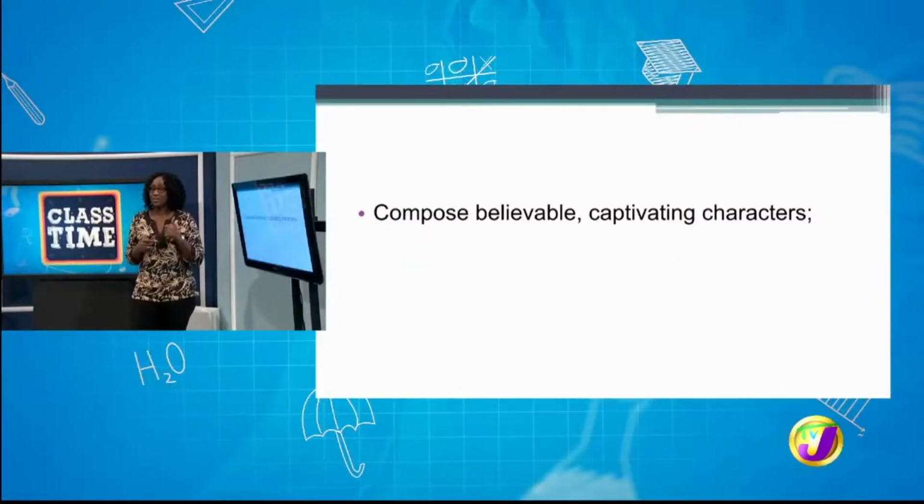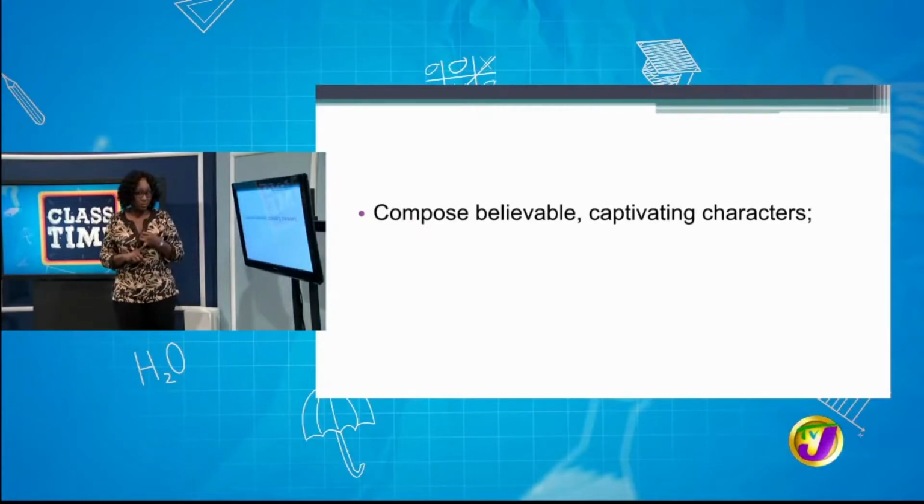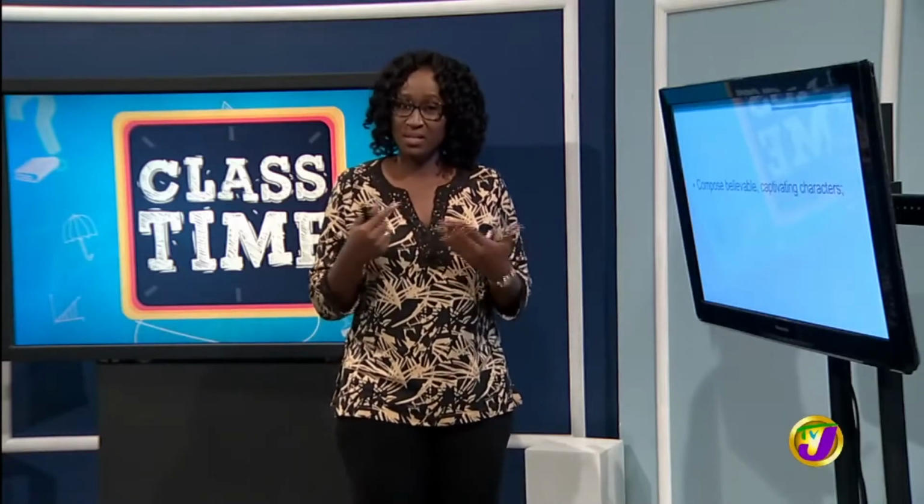Now, you need to ensure that you have believable and captivating characters. You cannot have a character who is too outlandish. You need characters who people can relate to, who people can understand. So if I want a hero in my story, I can pick an ordinary person to be the hero in my story. And I can do things with my hero to create that heroism.